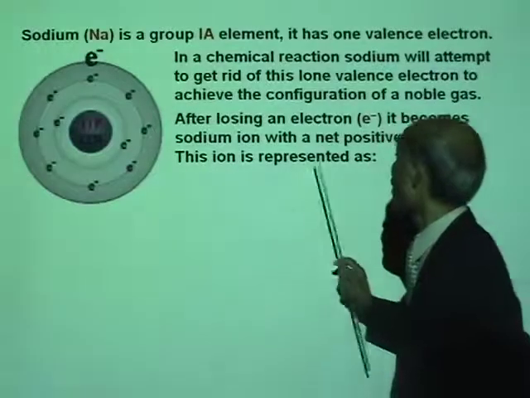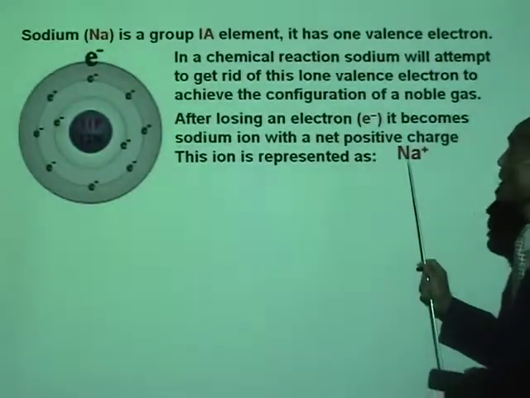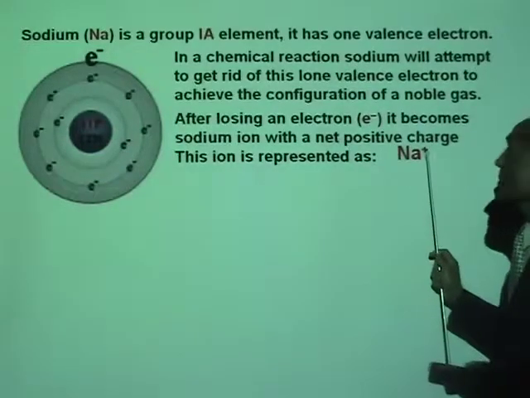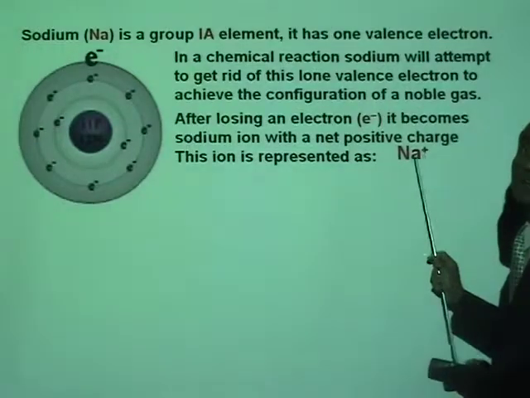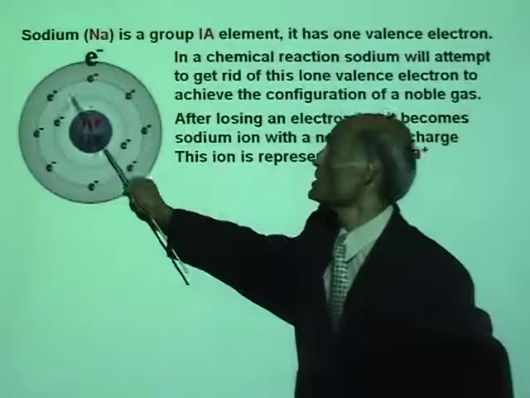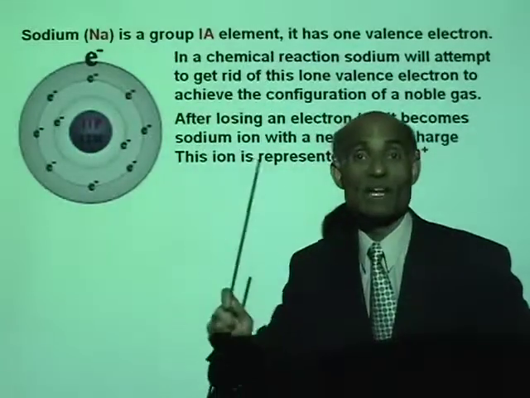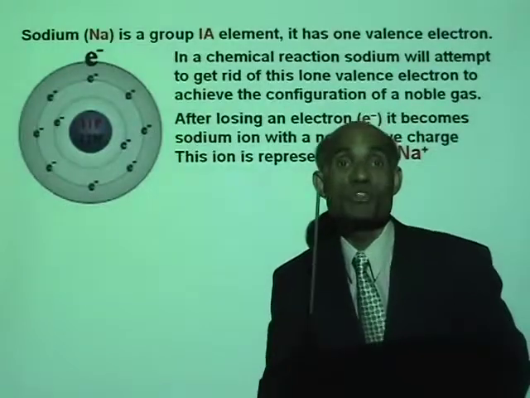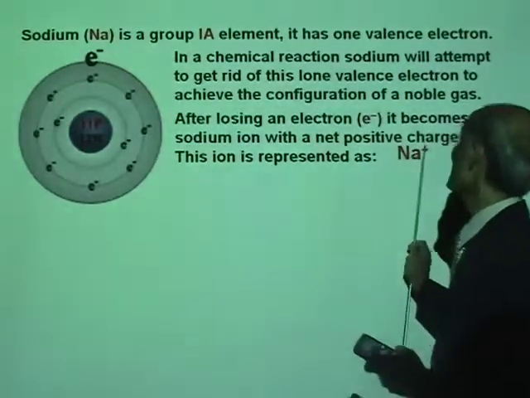Now look at the way we represent the sodium ion. Na with a plus sign written at the top right side. Call it Na plus. In other words, the sodium atom that has lost one electron now has one unit of positive charge. We write it as Na plus.